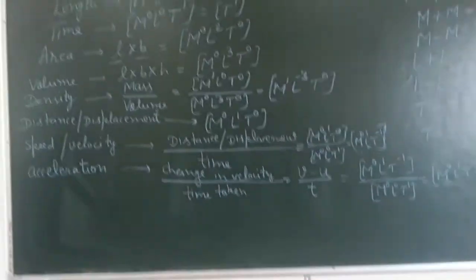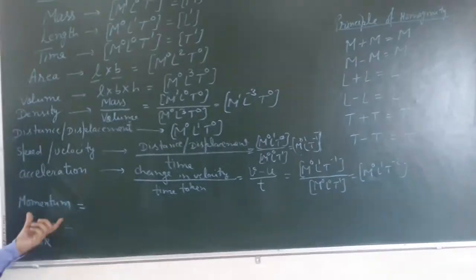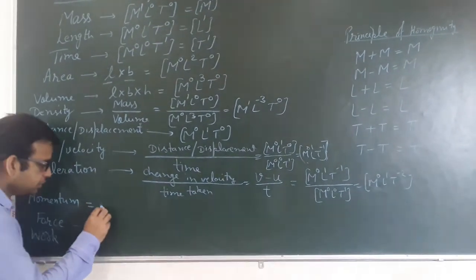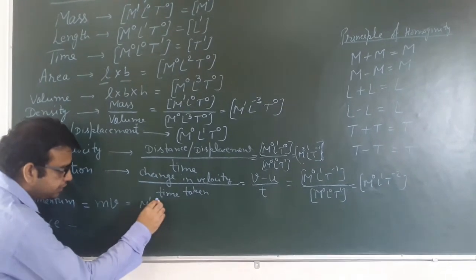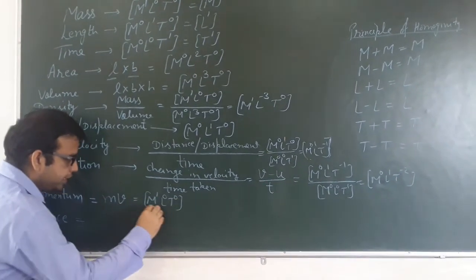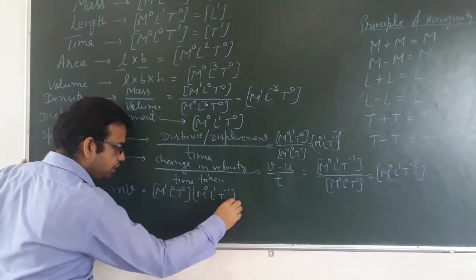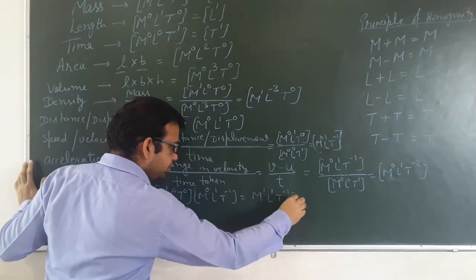Write down these three quantities. After acceleration comes momentum. Now we can also find the dimension formula of momentum. Momentum is mass into velocity. Mass is M1 L0 T0 and velocity is M0 L1 T minus 1. So combining, it will be M1 L1 T minus 1.